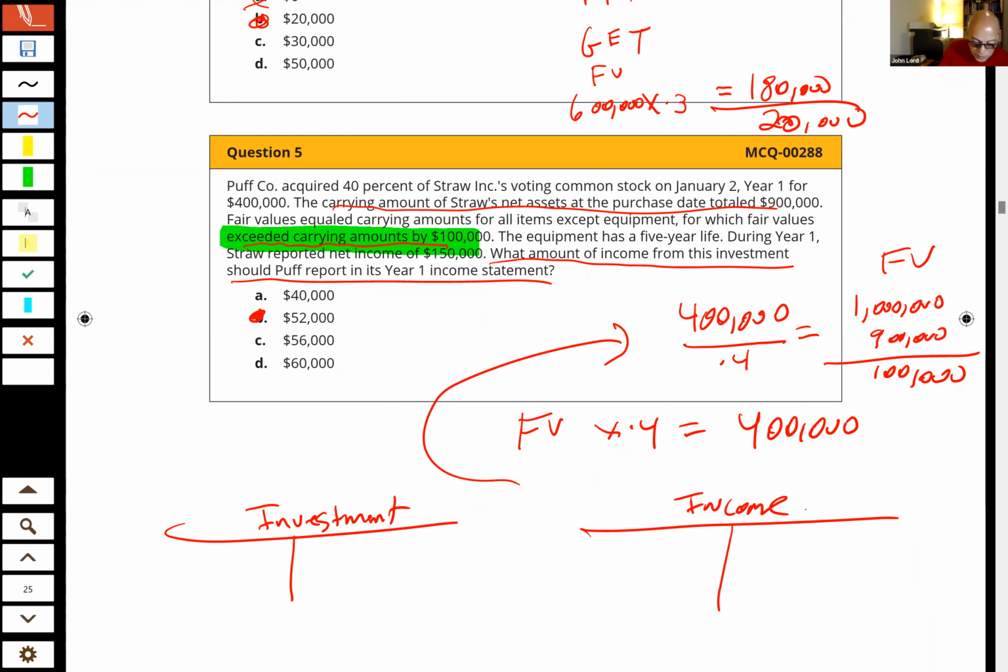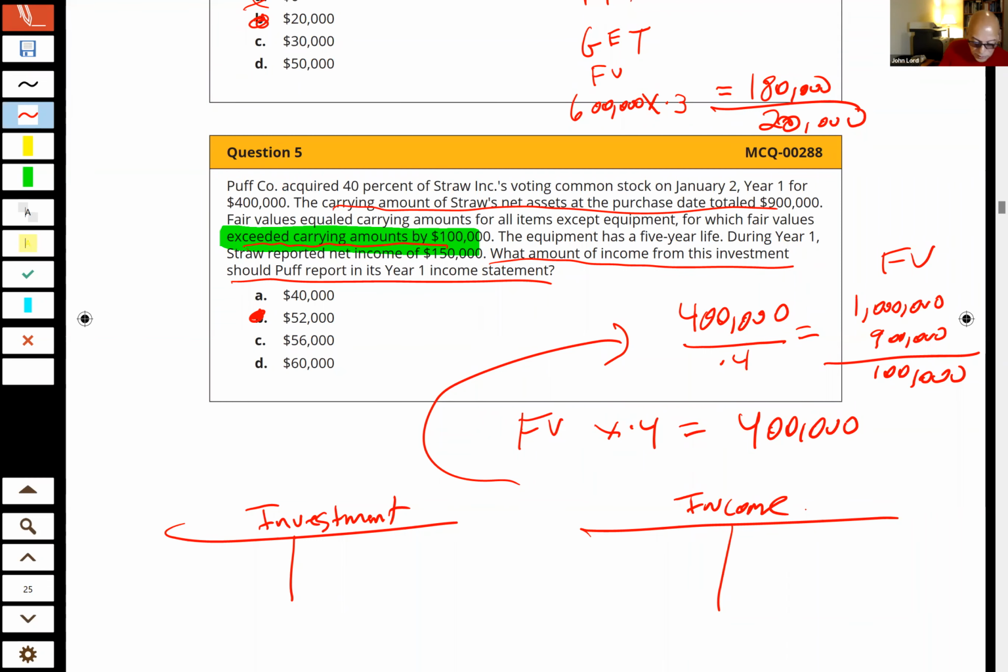But then they had already told me that I have 100,000 of excess value, right? And I'm going to have to depreciate that over 5 years. Where do they tell me the 5 years? Right here. Okay, so I depreciate that over the 5 years.